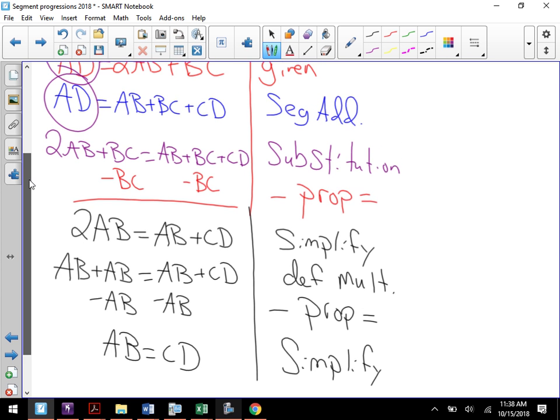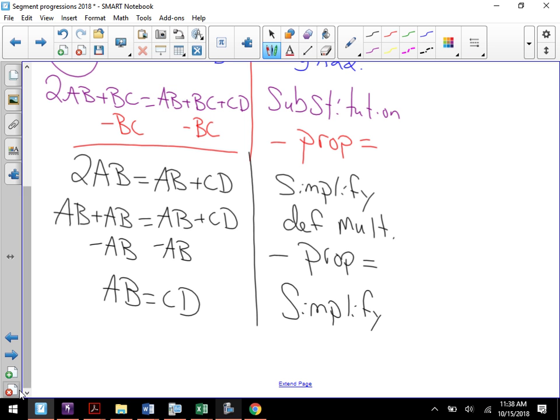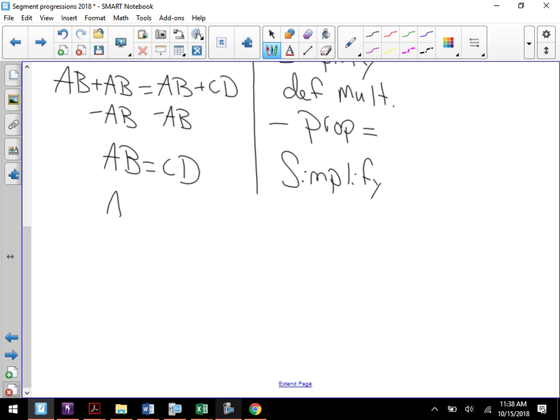Now I gotta go back up here for a second. We've shown what they wanted us to see, except what? Congruent. So my very last thing then is to do what? Perfect. I would just rewrite it one more time because of the definition.